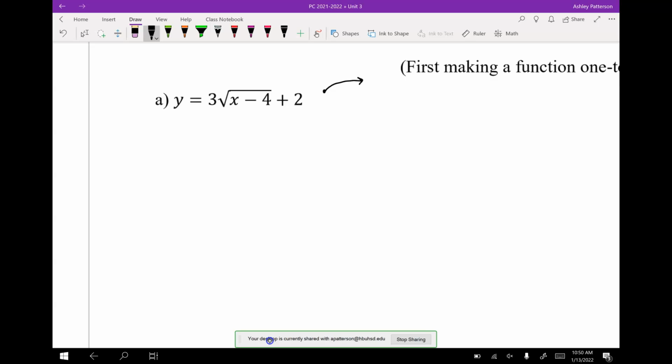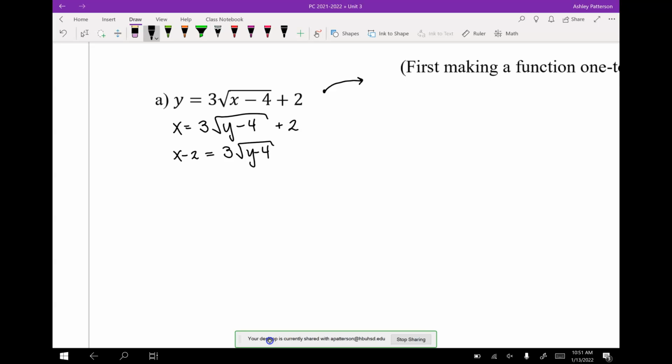Let's go ahead and switch x and y. So x is equal to 3 times the square root of (y minus 4), plus 2. And let's isolate y. Let's subtract 2 from both sides, so we get x minus 2 is equal to 3 times the square root of (y minus 4).